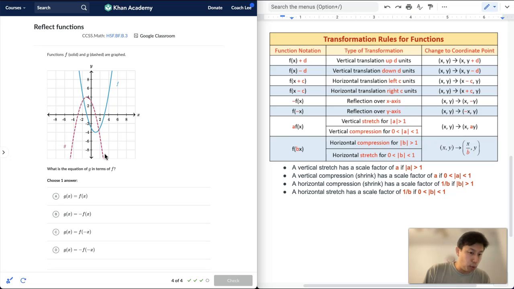Another way to do it is just go point by point, right? If I take this locator point, this is (1, -4). I can flip it over the y-axis. It'll then be (-1, -4). And then I flip it over the x-axis, then it'll be (-1, 4). So that proves that I did both reflections, okay?